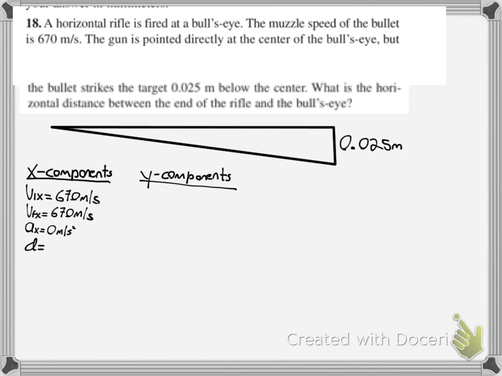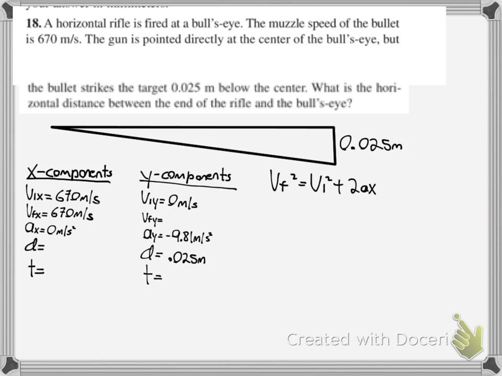For our y components, we know that the initial velocity in the y is 0 meters per second because the bullet is fired horizontally, and this is a clip-style problem, so that's one of the properties of a clip-style problem. We don't know our final velocity. We know our acceleration is negative 9.81, and we know that displacement is 0.025 meters. And we don't know the time for either our x or our y components.